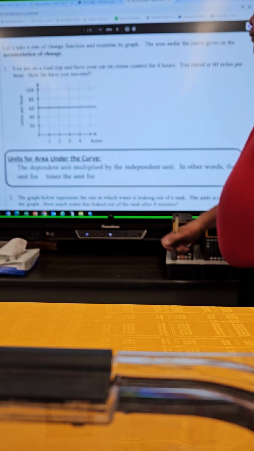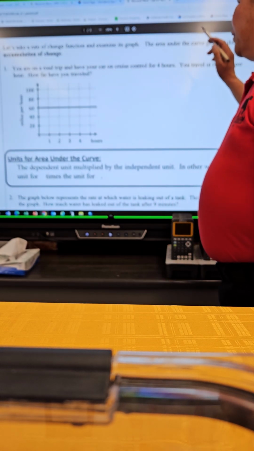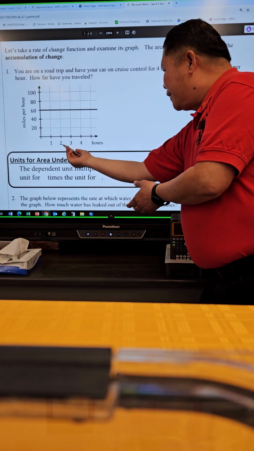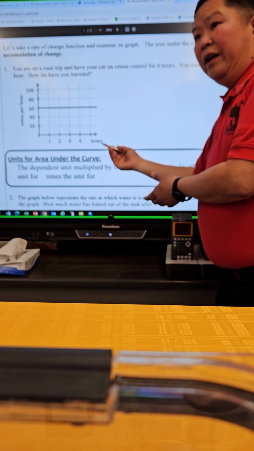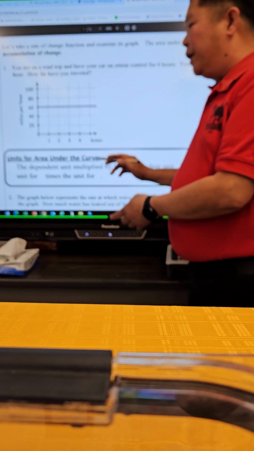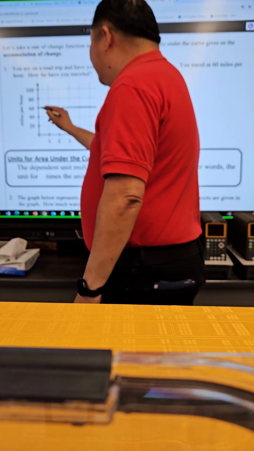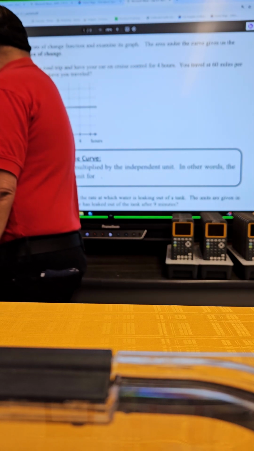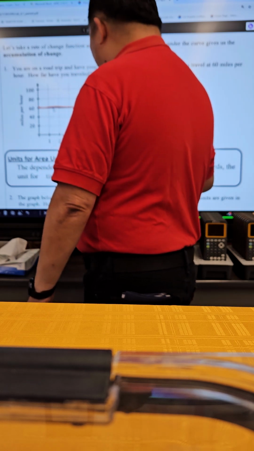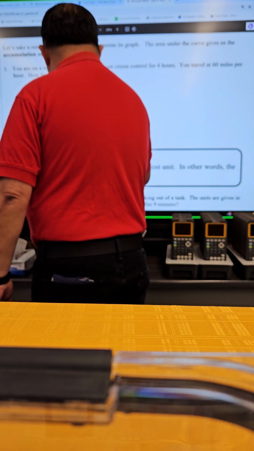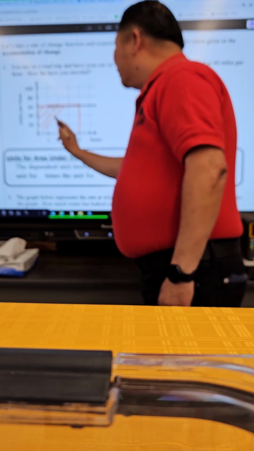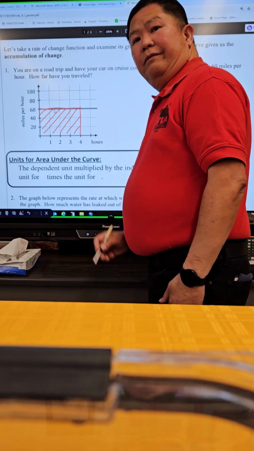Now, in this case, the problem says you are on a road trip and have your car on cruise control for 4 hours. This is the hours, or the x-axis, right? Number of hours, 1, 2, 3, 4. You traveled at 60 miles per hour. Meaning this covers right here. 60 an hour, and you traveled how many hours? 4 hours. What do you notice? What kind of figure is this? A rectangle, right? Rectangle.